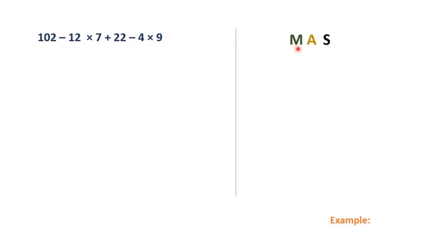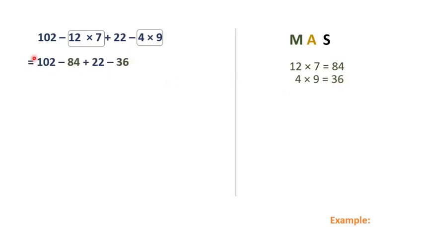So first order of operation is multiply. So let us encircle 12 into 7 and 4 into 9. We'll find out the solution of this multiplication. 12 7s are 84 and 4 9s are 36. Here we will put an equal to sign. We'll write 102 minus the solution of this multiplication, which was 84, plus 22 minus the solution of this multiplication, which was 36. So we are done with multiplication.